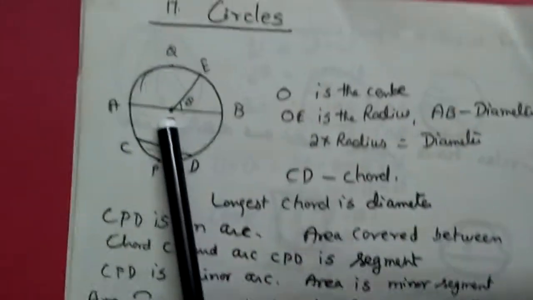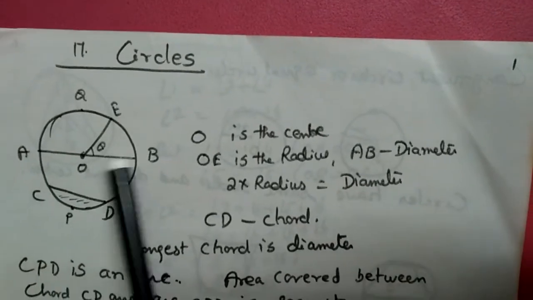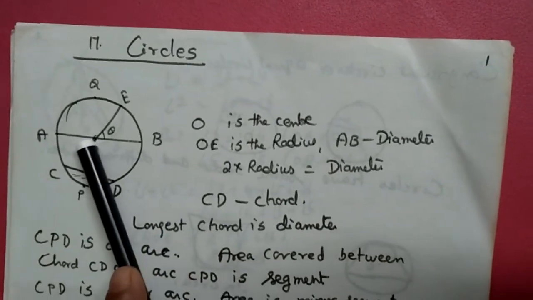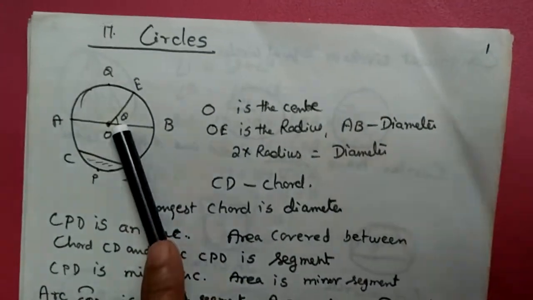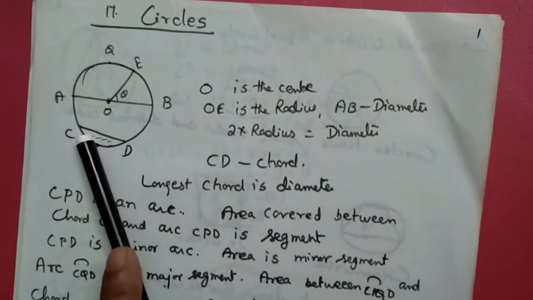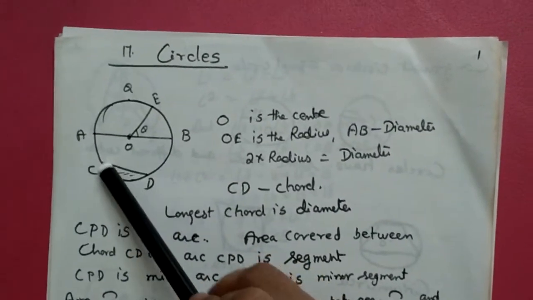Here, O is the center, OA is the radius, AB is the diameter. AB is the diameter, it is passing through O, it is the longest chord also, and double the radius is the diameter. And CD is a chord. The longest chord is the diameter. Next, CPD. This is an arc.